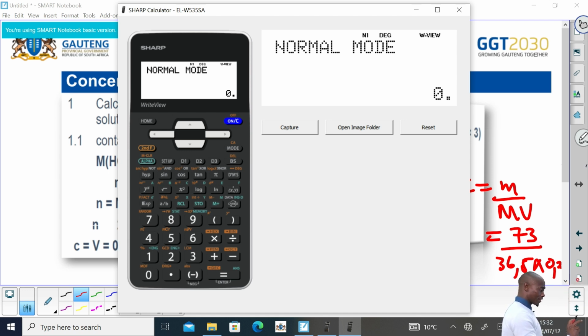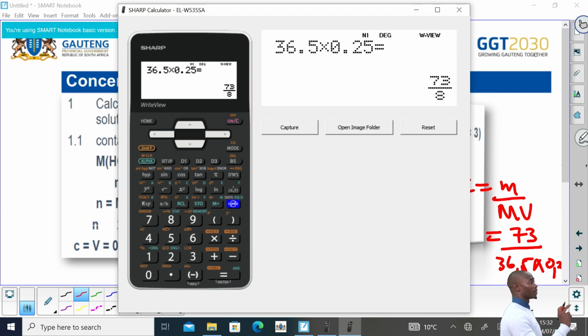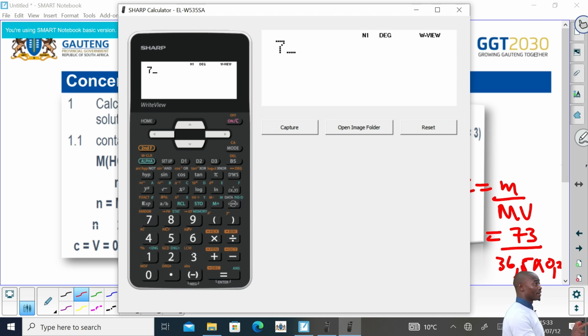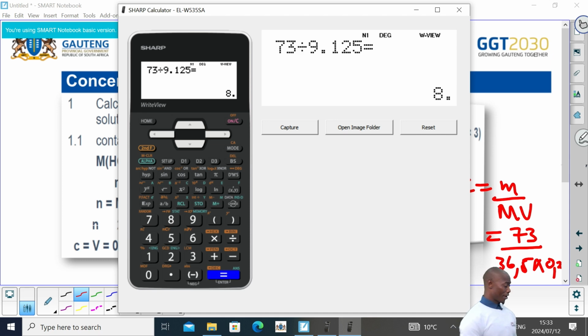Let's check. 36.5 multiplied by 0.25, this is what we have, right? Then 73, what are we having here? We're having 9.125, okay? That is 36.5 times 0.25, 9.125. Then we have 73 divided by 9.125, okay? Yeah, we are also getting 8.